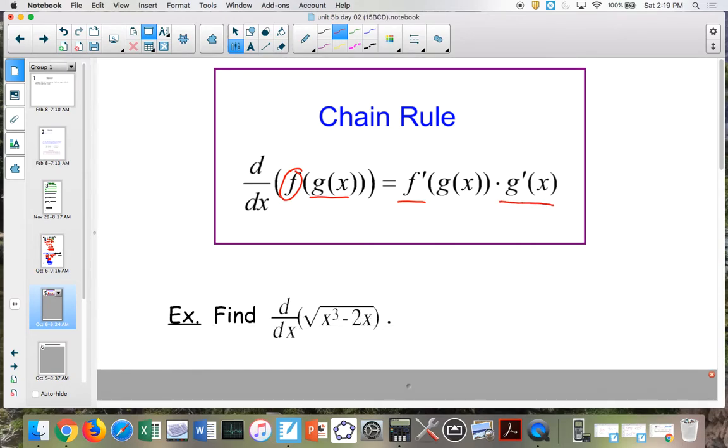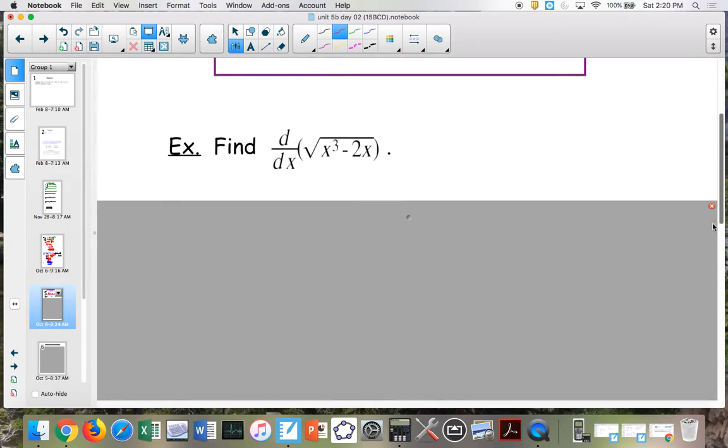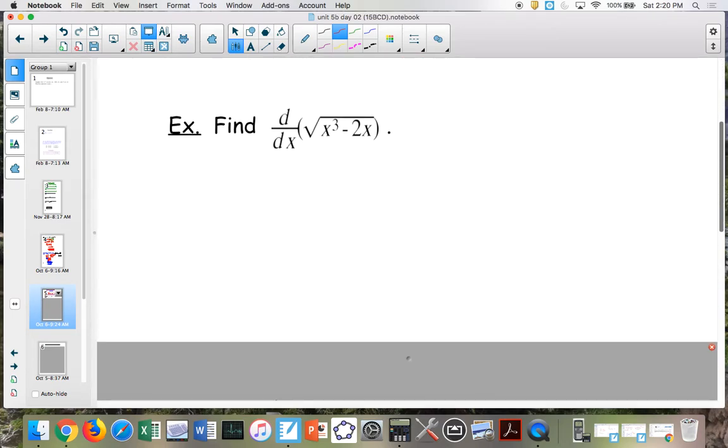So here's what I mean by that. Okay, when I look at this, I see two functions. I see the square root of something, and then I see x cubed minus 2x. So to find this derivative, first I'm going to take the derivative of the square root of something. Think of that as like square root of x, or x to the 1/2 power. So that's going to be 1/2 times something to the negative 1/2. And that something is x cubed minus 2x.